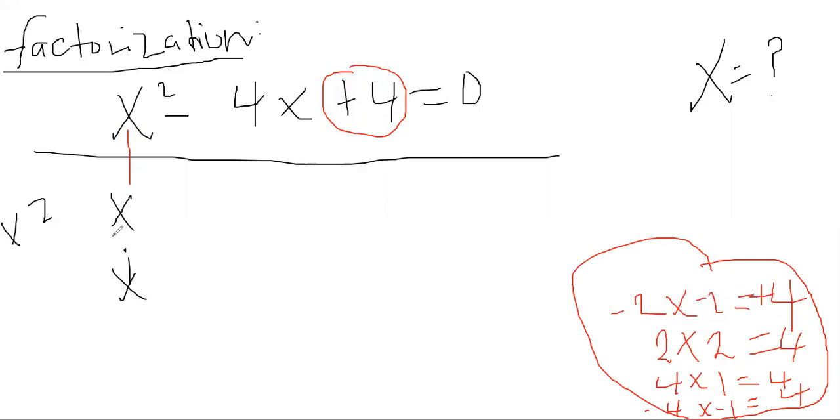Here it's easier. We only have two factors for x raised to the power of 2, that is x times x. But when you come to this 4, there are many factors which, when you multiply, can give you 4. Minus 2 times minus 1 could give you 4.